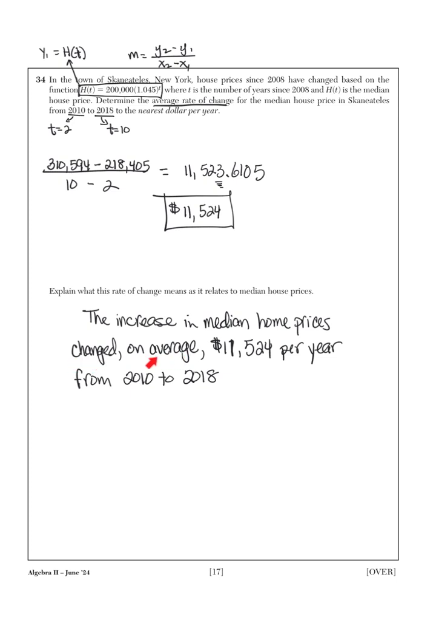So the increase in median home prices changed. You should always say on average, because we are doing an average rate of change. So the increase in the median home prices changed on average $11,524 per year from 2010 to 2018. So you need to have on average, you need to have per year, and then you give that time frame that they're referring to in this particular question.